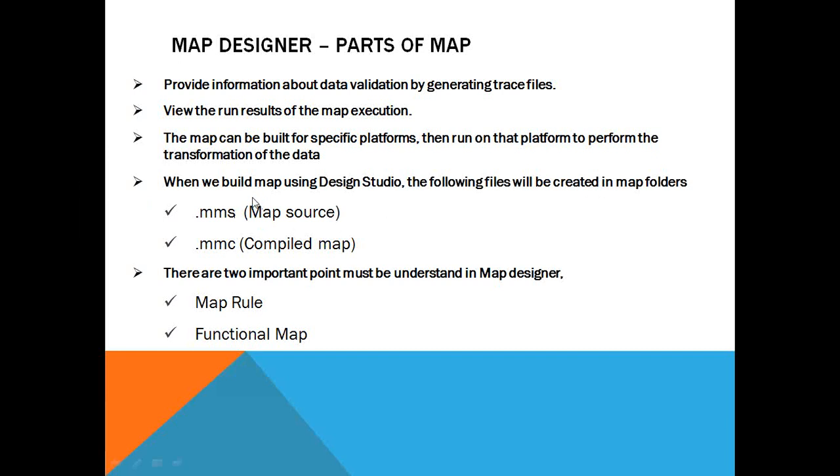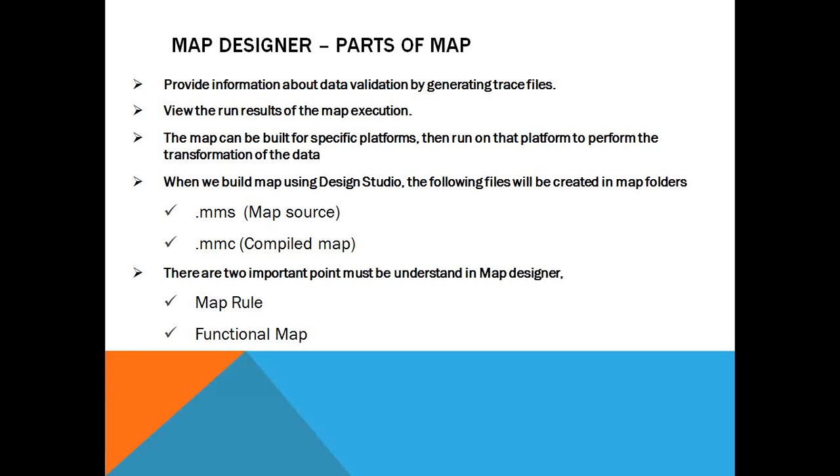And when you build a map, the following files will be created. When you build a map, the MMC is the compiled version. But when you build a map for another operating system, the extension will be different. Suppose you build a map for IBM AIX, it will be created with .AIX. If you build for Linux, it will be .LNX. Like that, it will create different extensions. By default, MMC is for Windows. So when you move to an AIX server or Linux server, you just rename the LNX file to MMC.